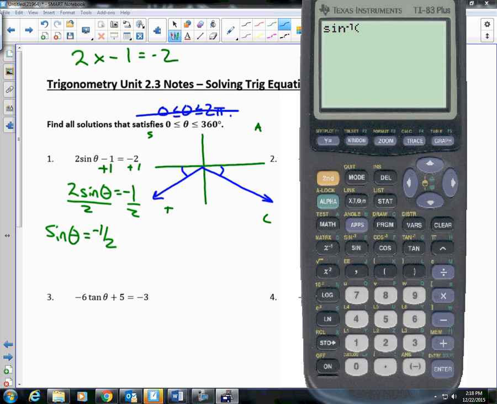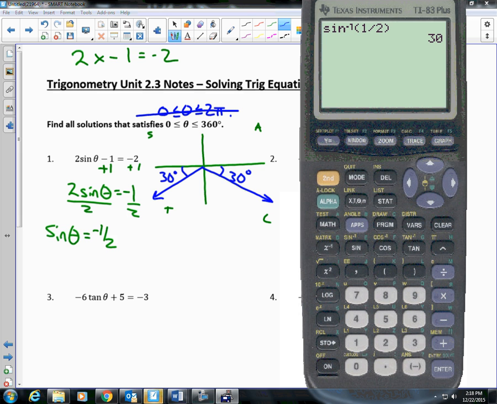Now here's where you need to be very careful. You don't plug in negative 1/2. You know where it's negative, the third and the fourth quadrant. So we just type in 1/2. And we get 30. 30 is not our answer. 30 is the reference angle. So remember yesterday when we calculated reference angles? We did it so that we could solve equations. These are the 2 spots that I want to identify.